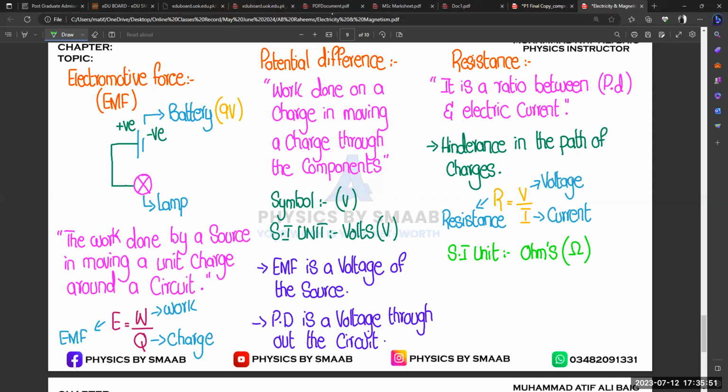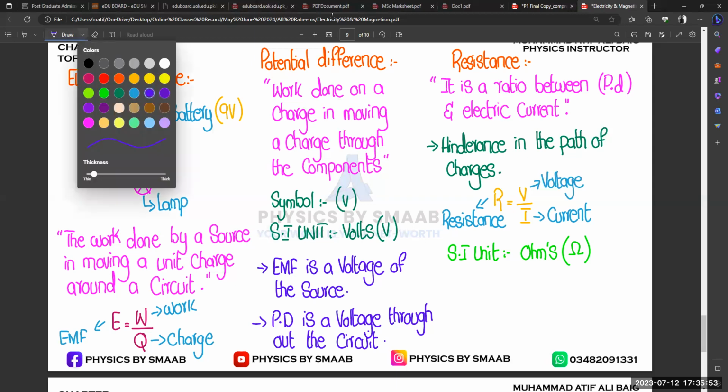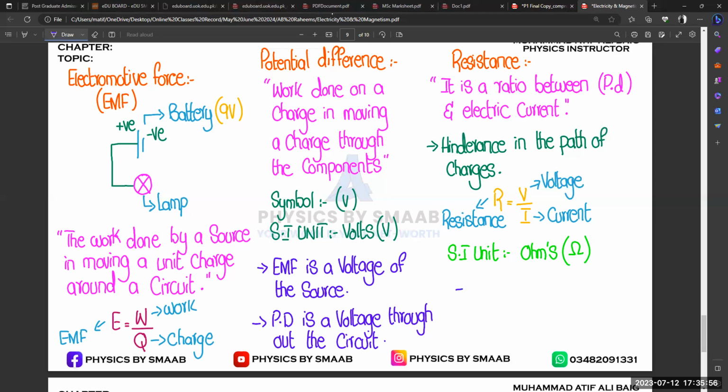So the important thing in this concept of resistance is the factors affecting resistance. How many factors are there that will affect, it means that will increase or decrease the resistance? Now we need to discuss those factors. This is an important topic, because there is also another formula we are going to discuss, and that will help you to solve the questions also.